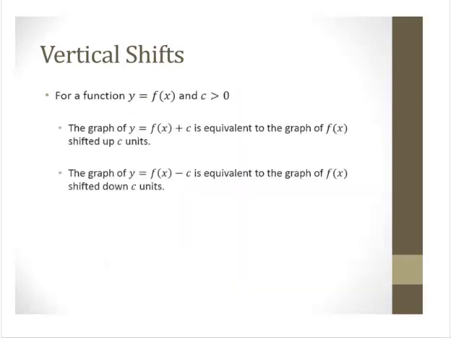Formally, here's what we say. For a function y equals f of x and c greater than 0, the graph of y equals f of x plus c is equivalent to the graph of f of x shifted up c units. And the graph of y equals f of x minus c is equivalent to the graph of f of x shifted down c units.